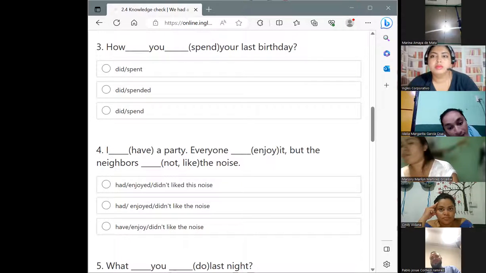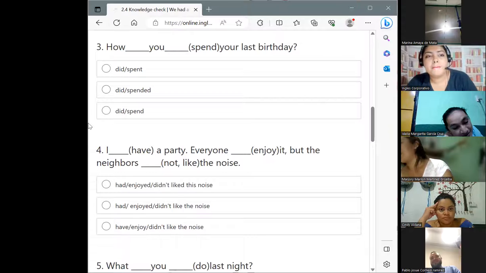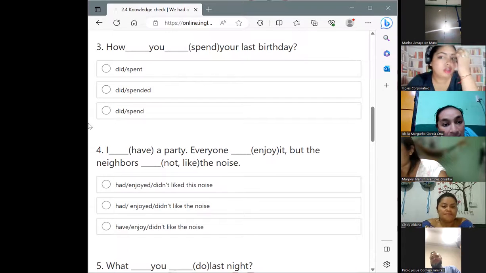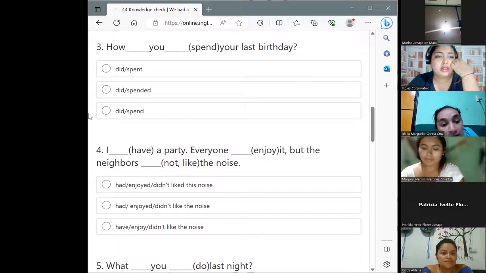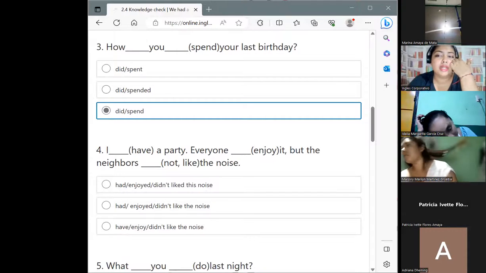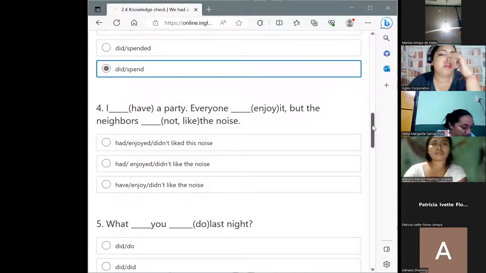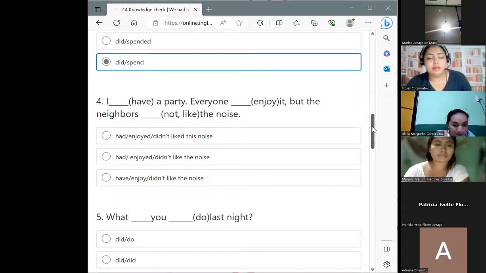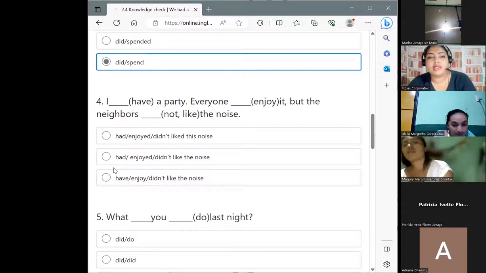Hal and Joel didn't like the noise. Okay, in number three, you said? Did spend. Spend. Did spend. Like this, number three? Okay, number four. Number one, two, or three? Number two. Had enjoyed, didn't like the noise.